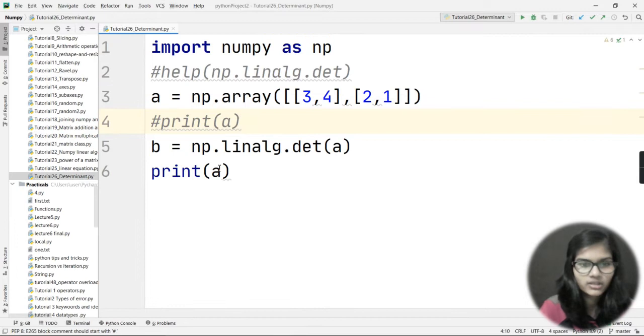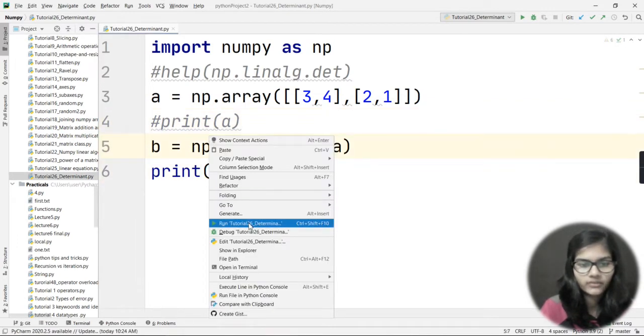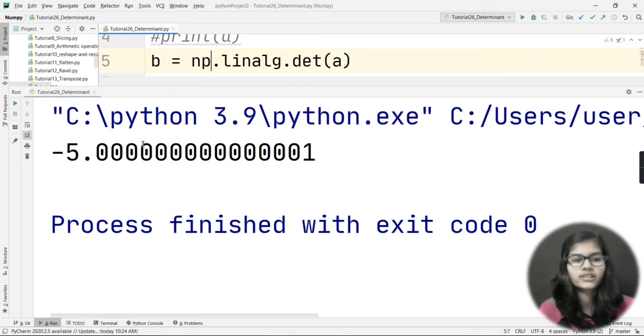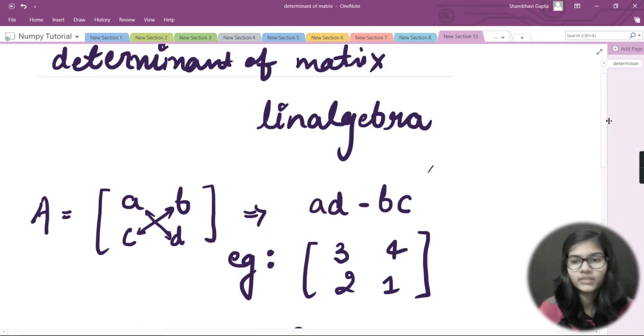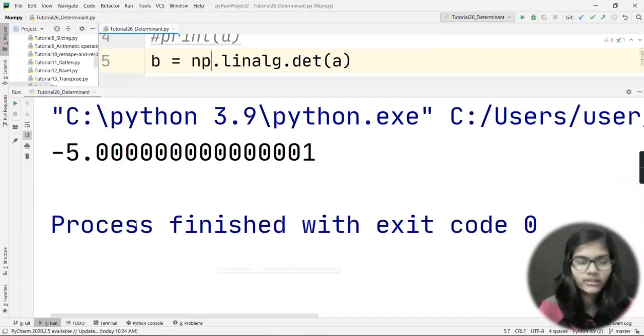Sorry, I just printed A. Let me quickly write B here. Okay, now it's fine. Let me run the program. See, now I got minus 5 point and then many zeros and then 1. Let's quickly verify that. Yes, we got the same determinant, minus 5, that we calculated in OneNote. That means the way of calculating the determinant is fine, and this function is working absolutely fine.